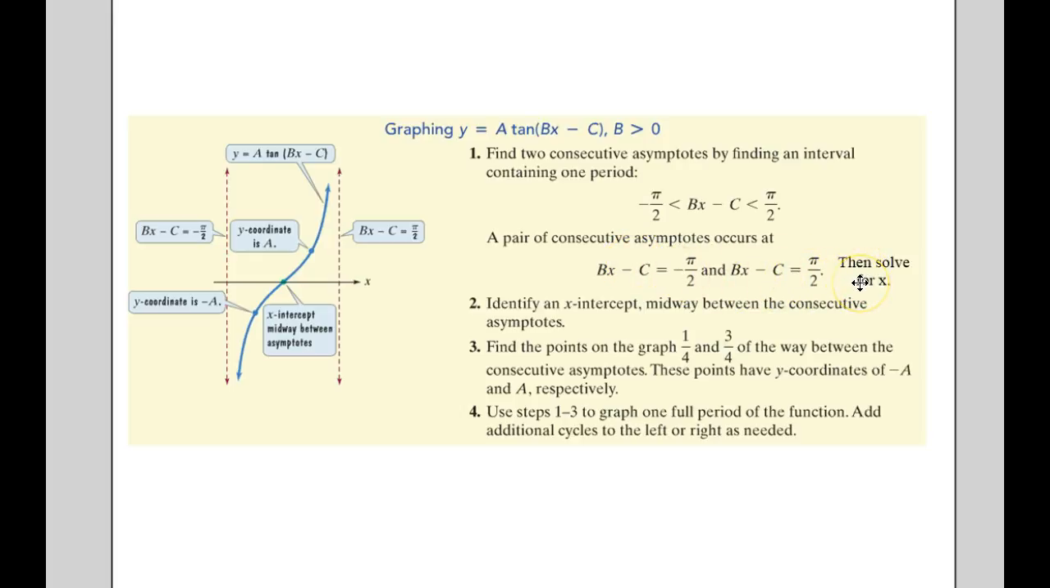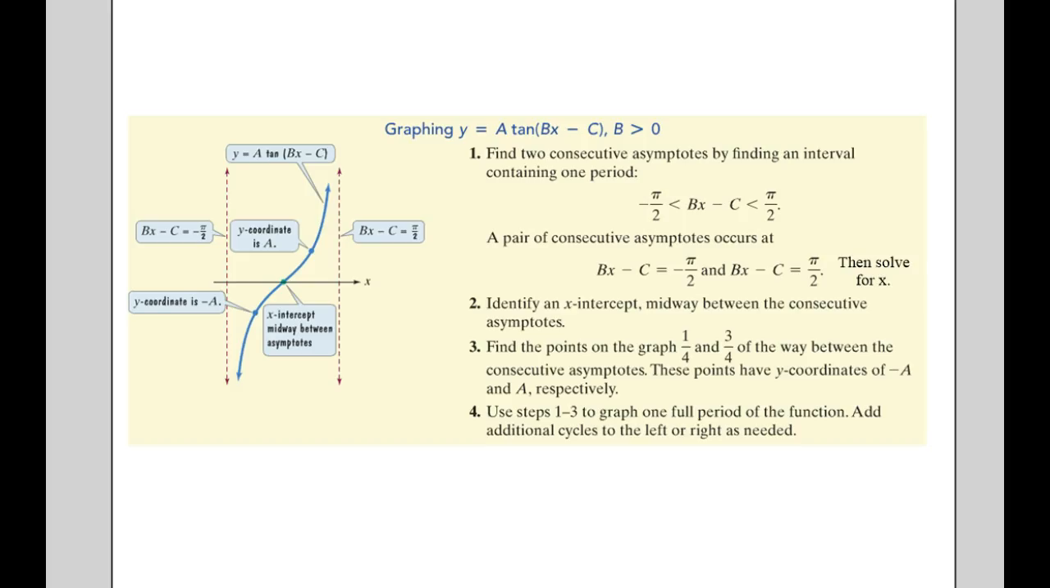We'll solve that thing for x, and then the x-intercept is halfway between those two. Okay, we'll always find the halfway point between the vertical asymptotes, and then halfway between the intercepts and each vertical asymptote is something that corresponds to a, not necessarily 1 or negative 1 anymore, but a and negative a when we find those quarter points. Okay, and that'll be one period, and we can do as many periods as we want, to the left and to the right, to get as many cycles as needed.